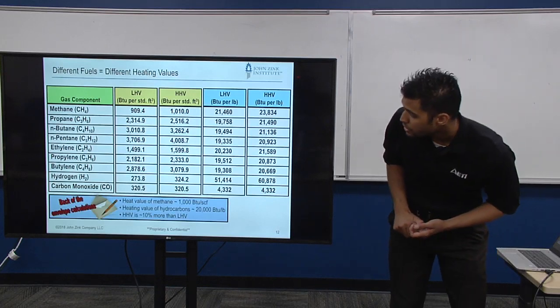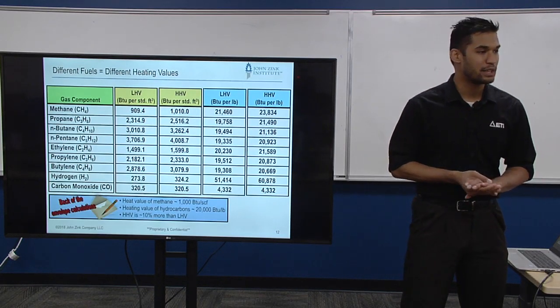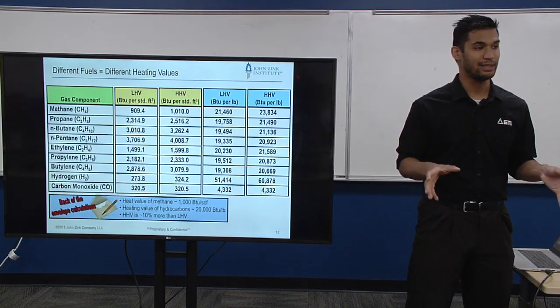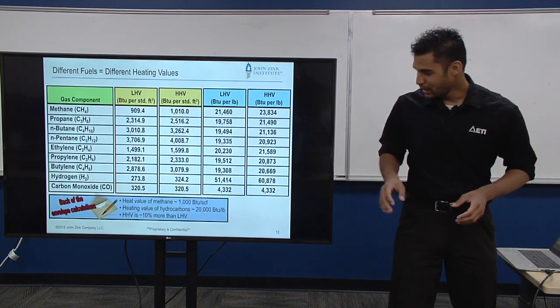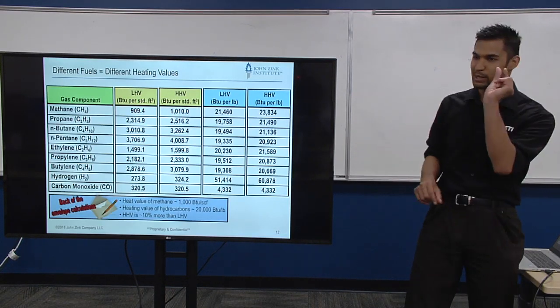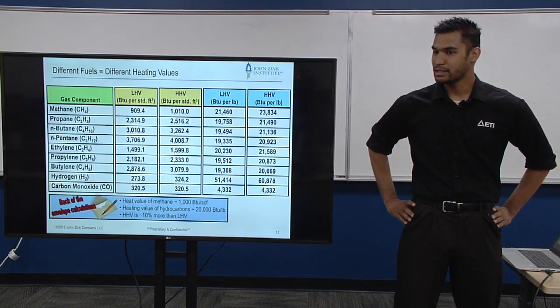And you can see if you go to, is hydrogen on here? Man, hydrogen has a really low LHV in BTUs per scuff, per standard cubic foot. That's what a scuff is. It's shorthand for standard cubic foot. But look at its BTU per pound. Its molecular weight is so small that on a weight basis, it packs a lot of energy. So that's important to realize.